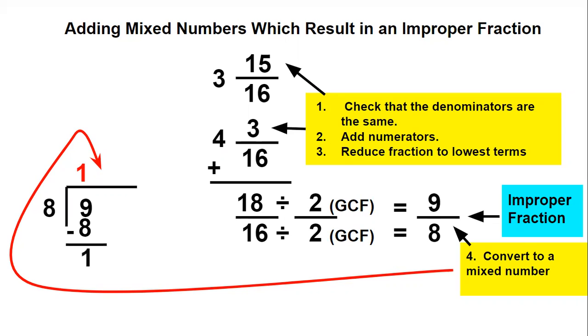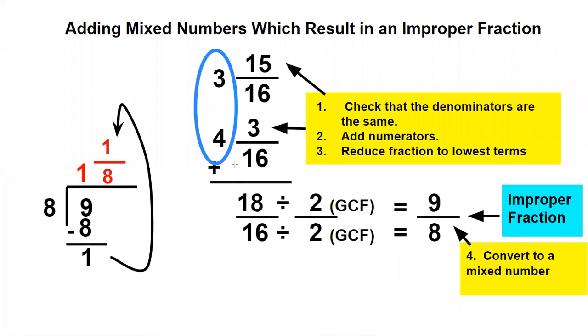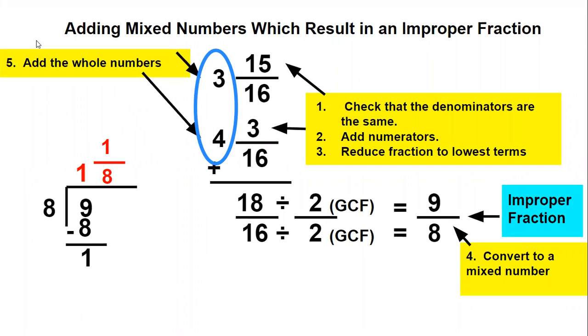What do we do with the remainder? Bring it to the top. Becomes the top number of the numerator. What's the bottom number? 8. We have 1 and 1/8. Are we done? No, because we can't forget about our whole numbers. So then we add 3 plus 4. That will give us 7.